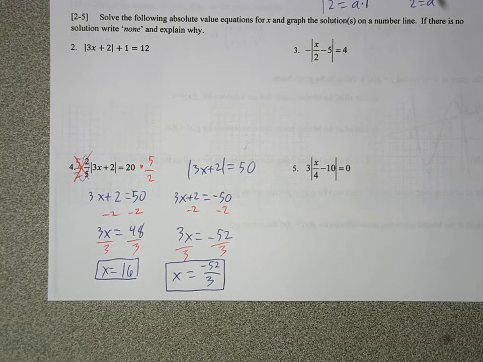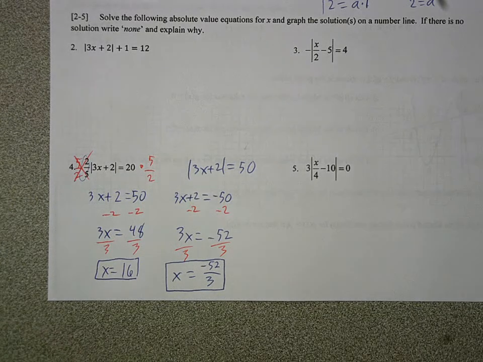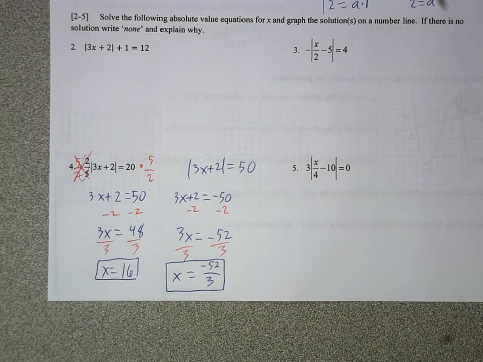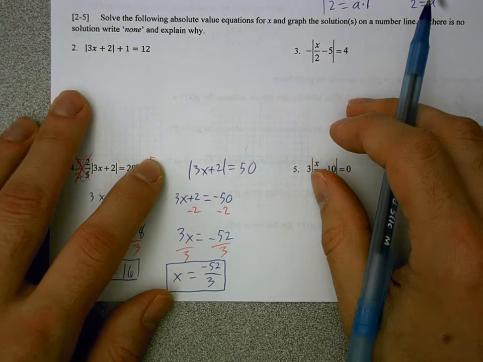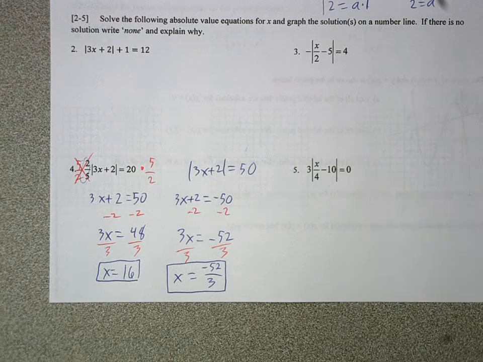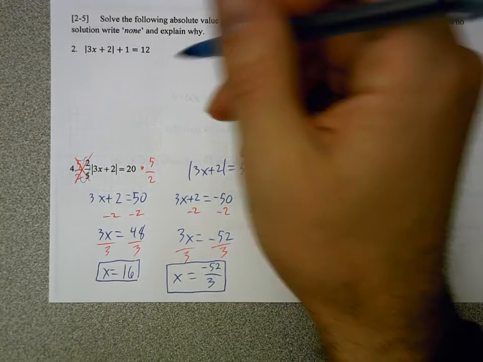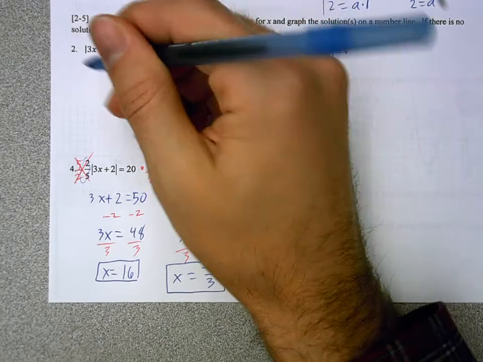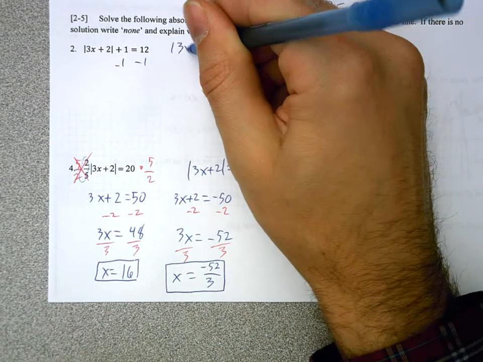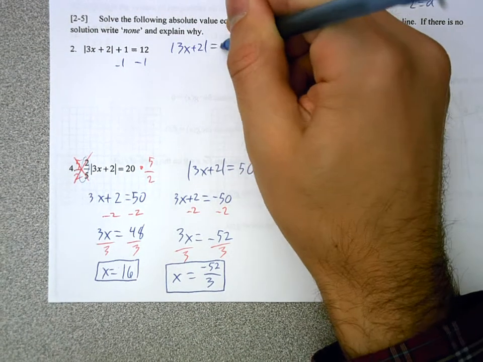All right, let's go over it. Hopefully that was enough time for most of you to get through. So for number 2 here, what is our first step? We need to get that absolute value by itself. So how do I go about doing that? Yep, we're going to subtract the 1 from both sides. Gets us the absolute value of 3x plus 2 equal to 11.